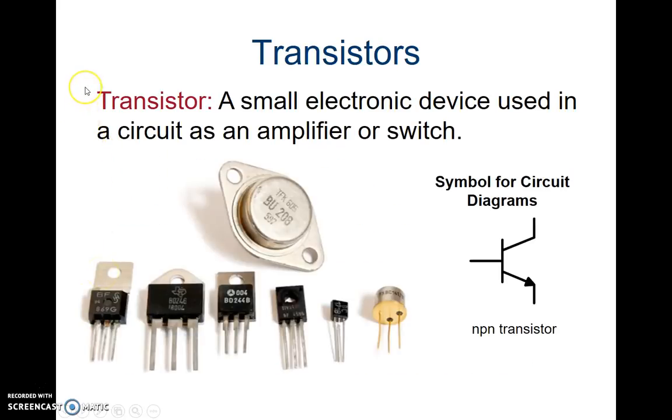So what is it? A transistor is a small electronic device used in a circuit as an amplifier or a switch. So it can either amplify the electricity and make it greater, or it can be used as a switch to turn it on and off. Here's the symbol right down here. It's a little more complex than we've seen before, but not too bad. You can forget about this NPN transistor, just ignore that for now. And over here it shows you, if you were to break open an electronic device and see all the different parts, these are what the transistors look like inside. Go ahead and pause this video and take down the definition as well as the symbol for transistor now.